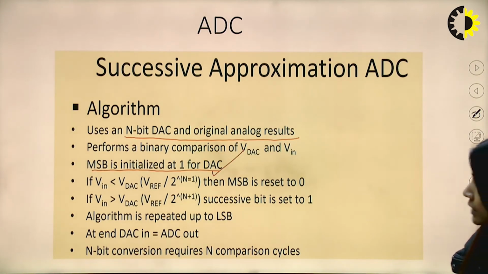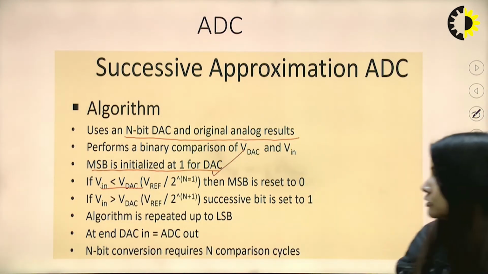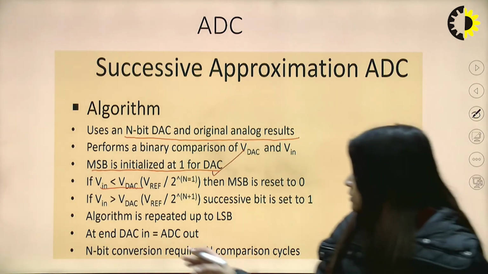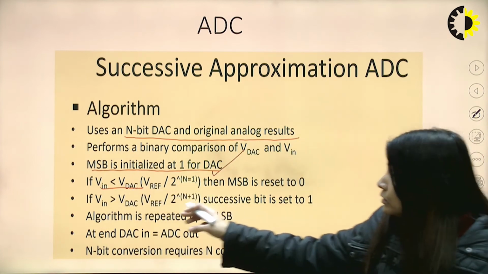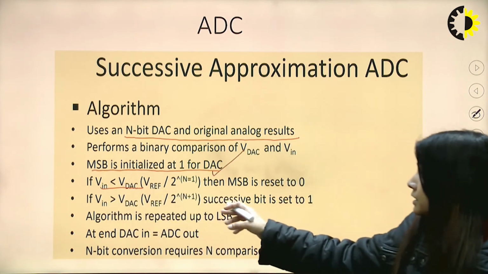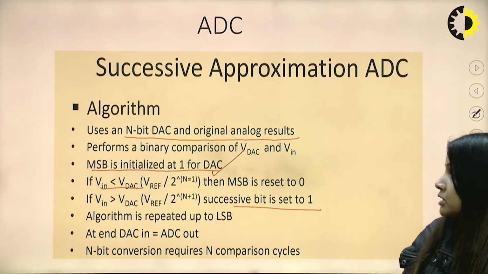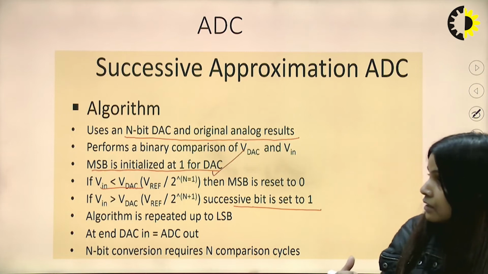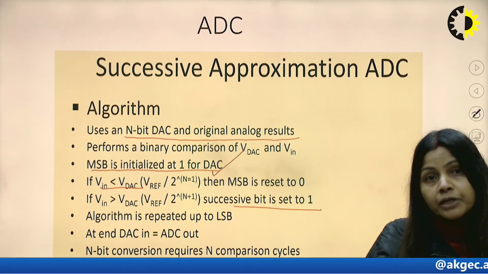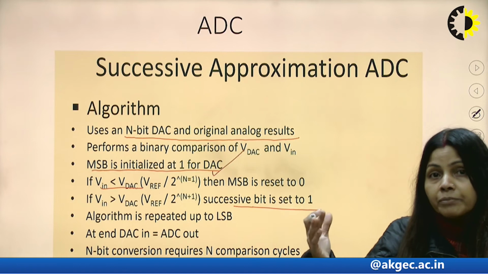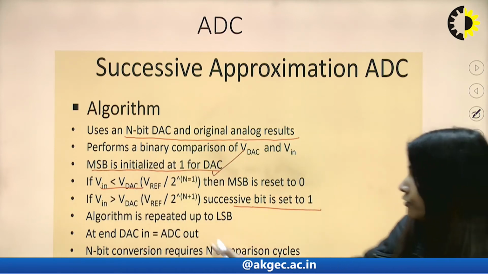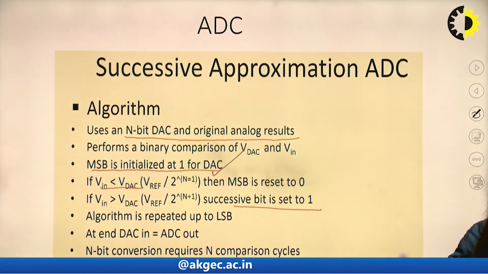So here, let's say Vin is less than VDAC, the reference which we have already given, and the MSB is reset to 0. Okay. Whenever Vin is greater than VDAC, the successive bit is set to 1. The algorithm is repeated up to the LSB.